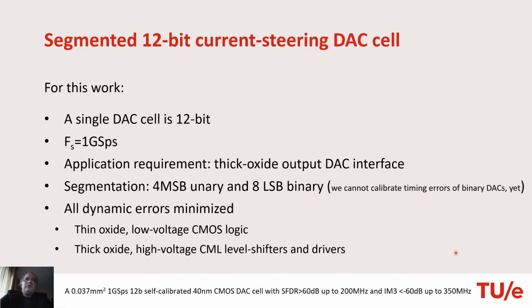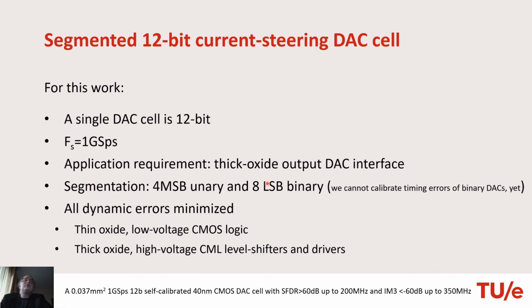So to prove this in practice, we designed a 12-bit segmented current steering DAC cell. For this work we needed 12 bits, a high sampling rate of 1 gigasample per second, and the application requirement is that we have to use thick oxide transistors. And thick oxide transistors are large transistors. In this technology they were 280 nanometer. So this does not help with the area, but we had to do it, because we needed high performance, and we cannot calibrate timing errors for binary DACs.